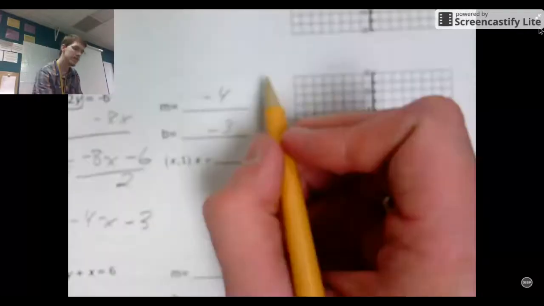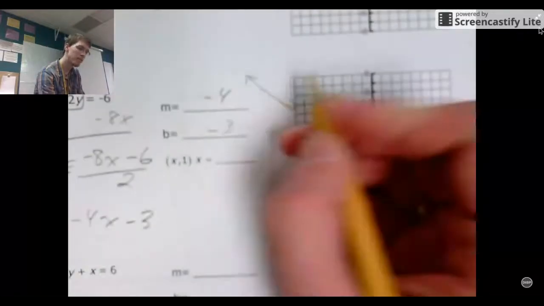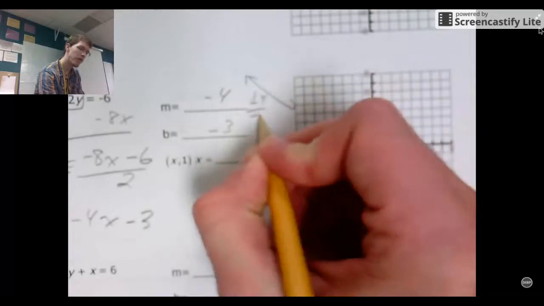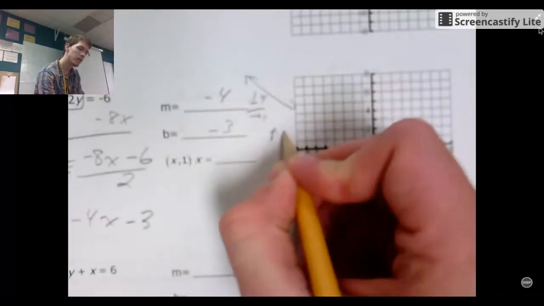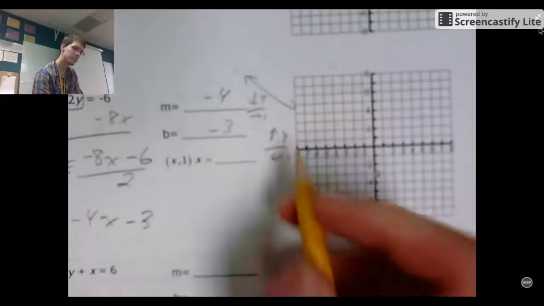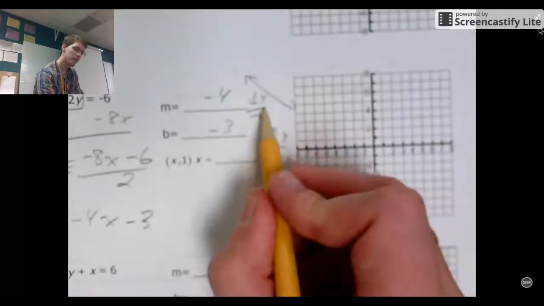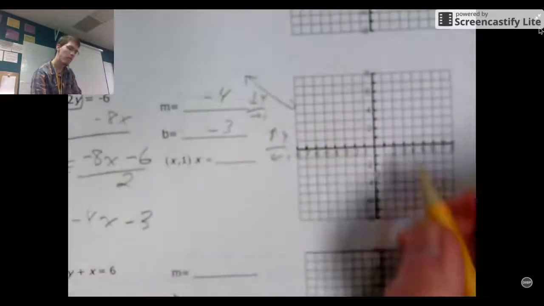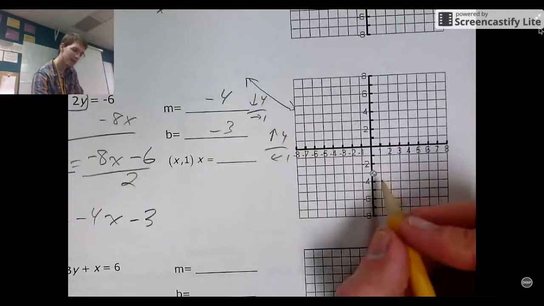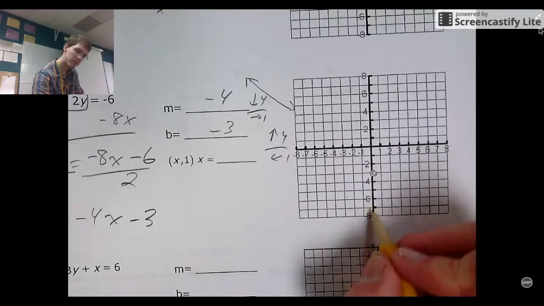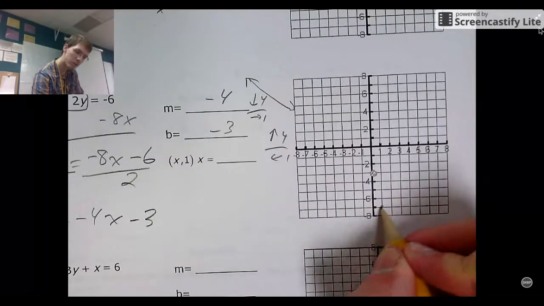Okay, now I have a slope of -4, which means I'm going to go down 4 to the right one, or up 4 and to the left one. And that's what this means, down to the right or up to the left. So let's just go down 4 first. I'm starting at -3, so -7 over 1.